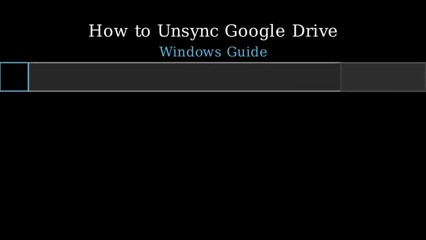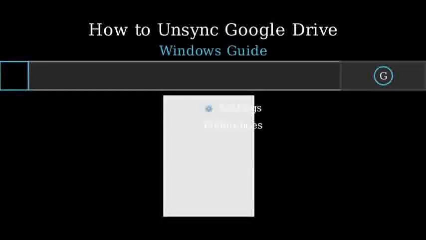First, look for the Google Drive icon in the bottom right corner of your screen. It usually appears here with other system tray icons. When you click on the Google Drive icon, a menu will appear. Look for the settings icon. It looks like a gear or cog. Click on that, then select Preferences from the menu.